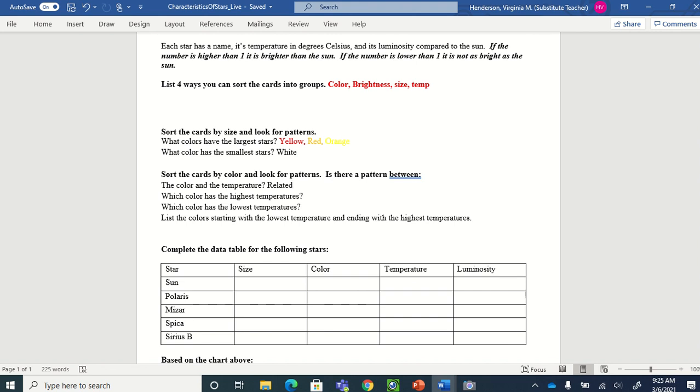So, are there patterns? Yes. I want to see nice, good 8th grade writing here. I want to see you guys go like this. Yes, because they are related.